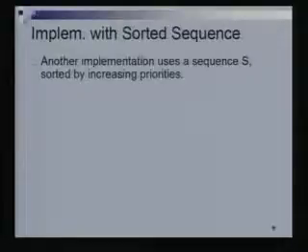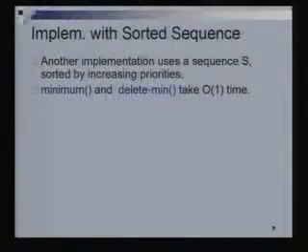So how about using a sorted sequence to try and implement a priority queue? Now we are going to have a sequence in which the elements are sorted with increasing priorities. That is, the element with the smallest priority is sitting right at the front of our sequence. So in which case minimum and delete min are just going to take a constant amount of time, right? Minimum element, as I said, is the element at the front of our sequence. So we will just be able to retrieve the minimum element in constant time.